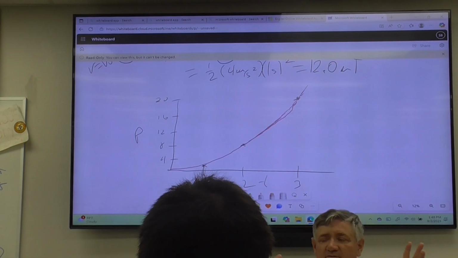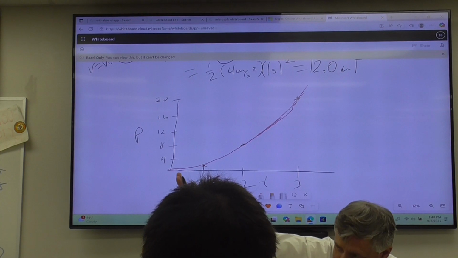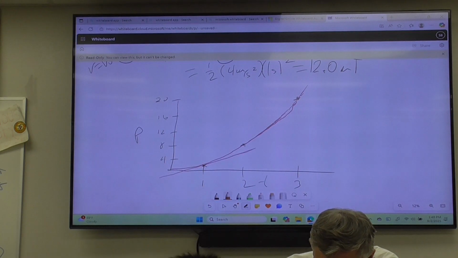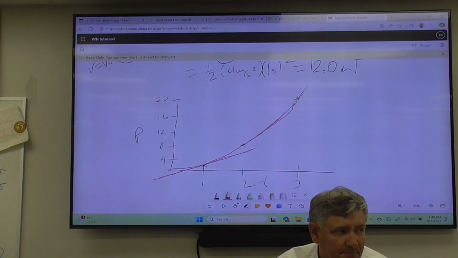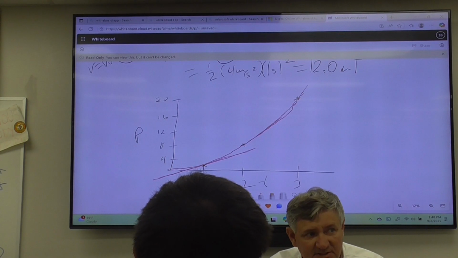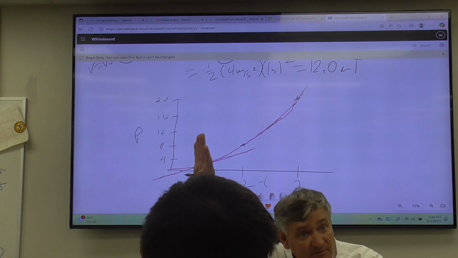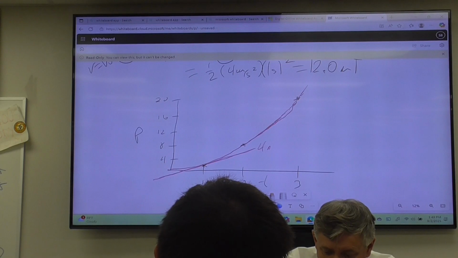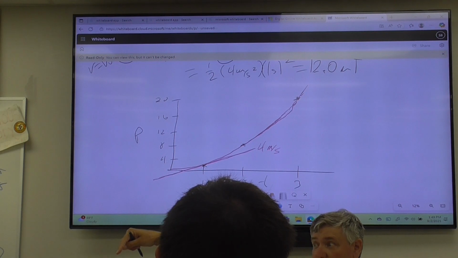Now, this is hopefully where this all fits together. Here's my position time graph. It's a quadratic function, it's a curved line, it's getting steeper. If I went in here to the 1 second mark and drew a tangent line, what would the slope of that tangent line be? 4. Why? What does the slope of a position time graph give you? Velocity. And because it's a curved line, we have to draw tangent lines because we're accelerating. So that line at exactly 1 second would have a slope of 4 meters per second, because that's how fast we're going at 1 second. Makes sense.